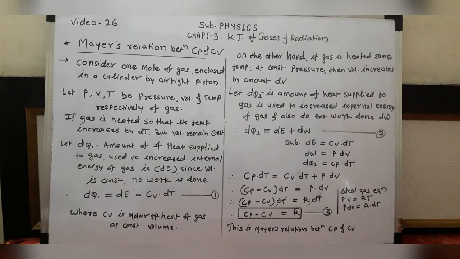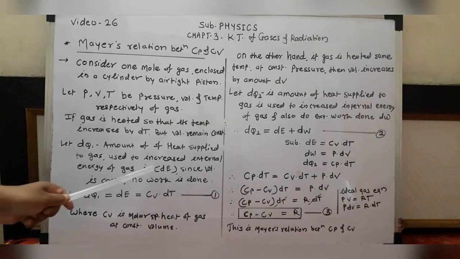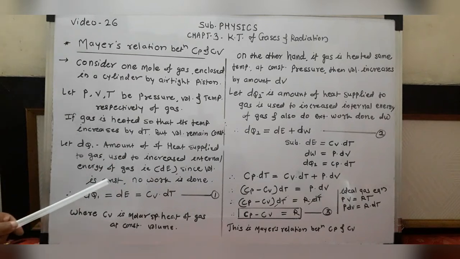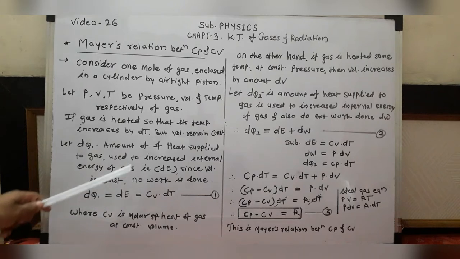dq1 is the amount of heat supplied to the gas which is used to increase the internal energy of the gas, that is dE. Since its volume is constant, there is no work done, and therefore we can write mathematically dq1 is equal to dE, the increase in internal energy.